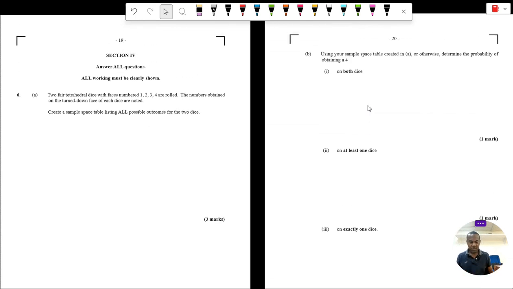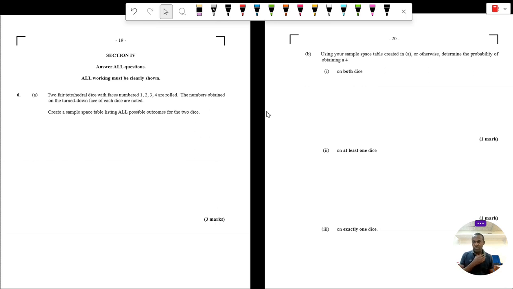So in this session, we will continue to look at solutions to CSEC Advanced past paper questions, and we'll be looking at a question from 2021. This is from section 4 and number 6, which deals with probability and statistics. All right, so let's jump into the question.